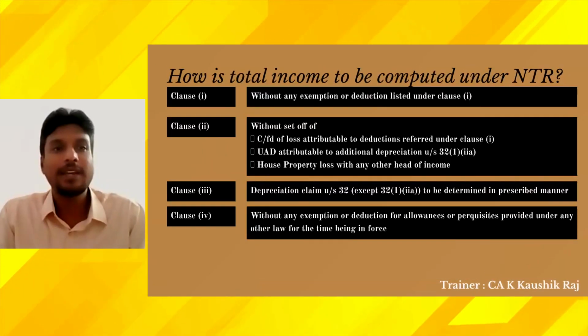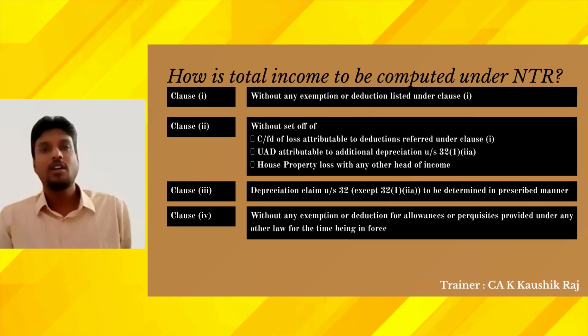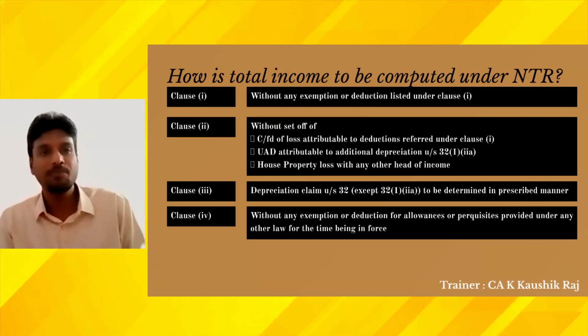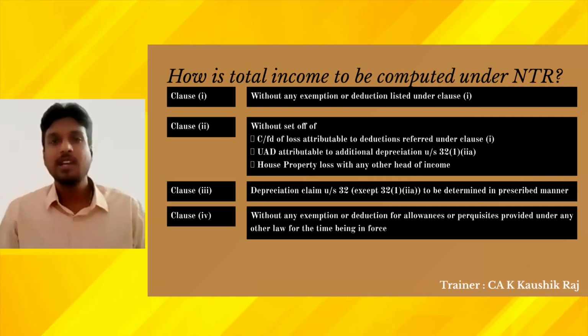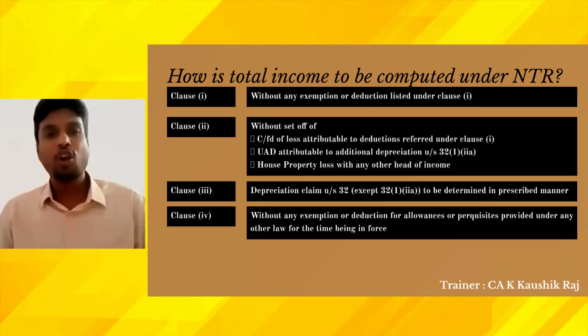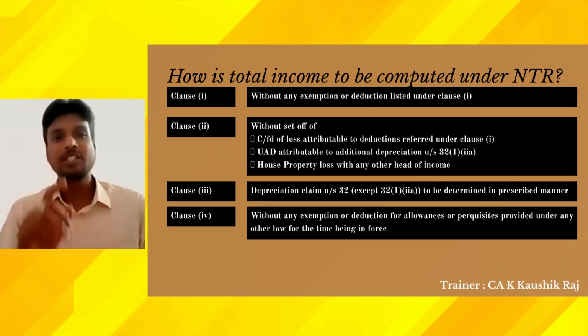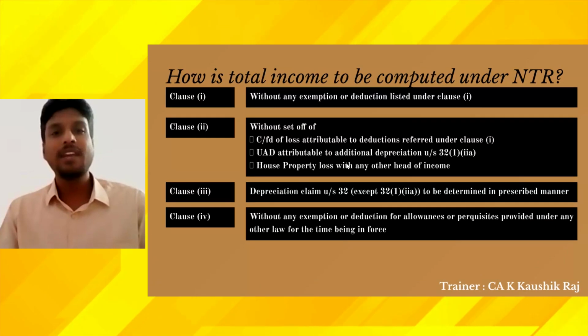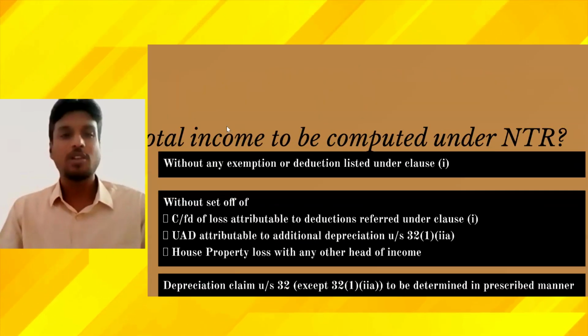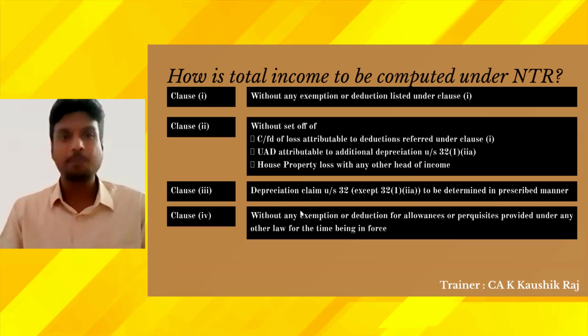So let's quickly see how to compute the taxation under new tax regime. How is total income computed under new tax regime? That means there are four clauses which we need to take off. The first one is without any exemption or deductions listed under clause 1. What those deductions are, we will see chapter wise.